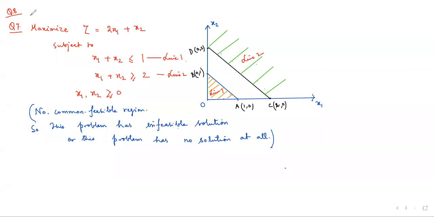In question number 8, if I change the given problem to minimization type, and the rest of the things remain the same, what will be the answer for question number 8?